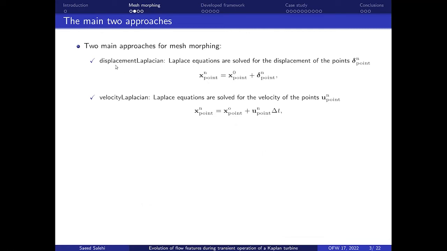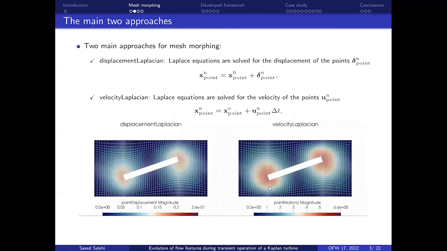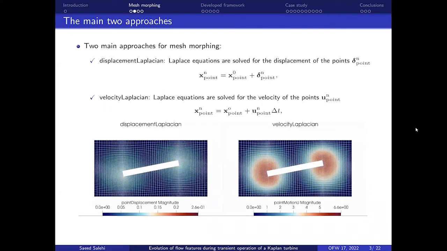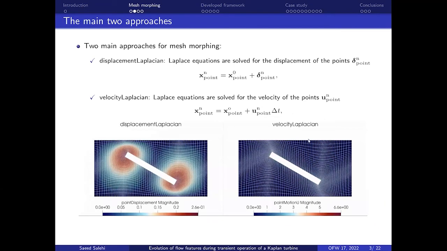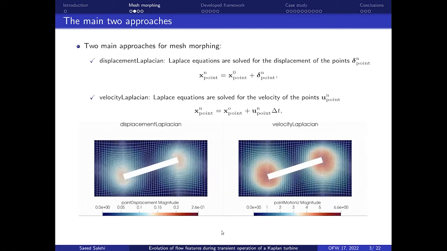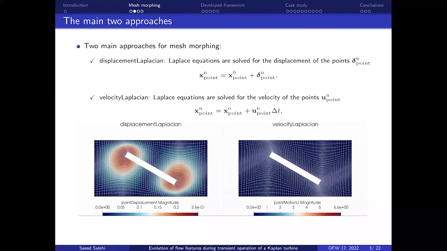So in the case of this displacement Laplacian, we find the total displacement of each point, and we add it to the initial mesh, the mesh which is inside the constant folder. But in terms of the velocity of the points, we add the current displacement in each time step to the mesh that belongs to the previous time step, not the initial mesh. So this is a simple example of a deforming mesh for displacement Laplacian and for the velocity Laplacian. You can see that naturally, whenever the displacement is larger, the velocity is minimum, and when the velocity is maximum, the displacement is minimum.